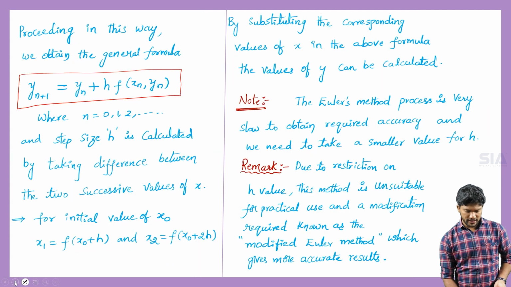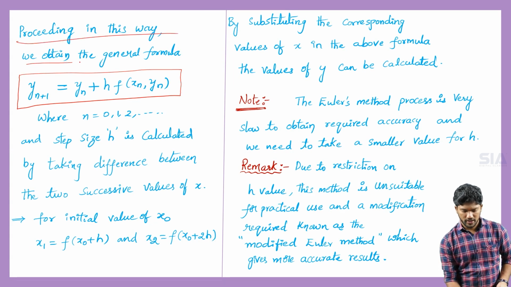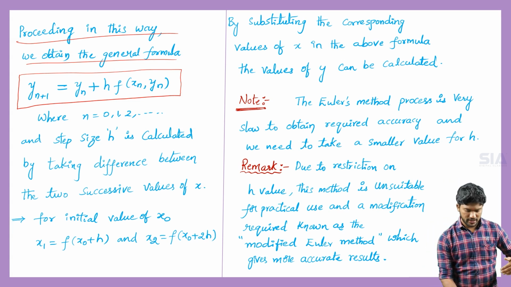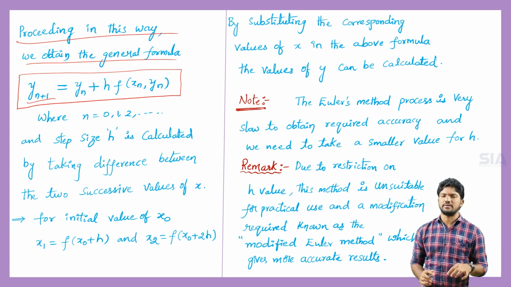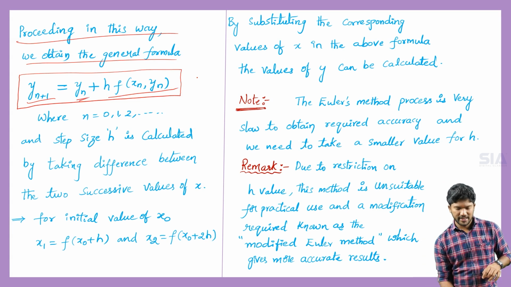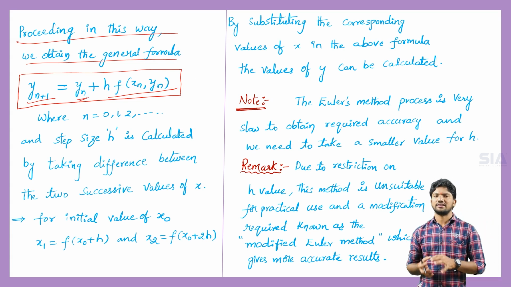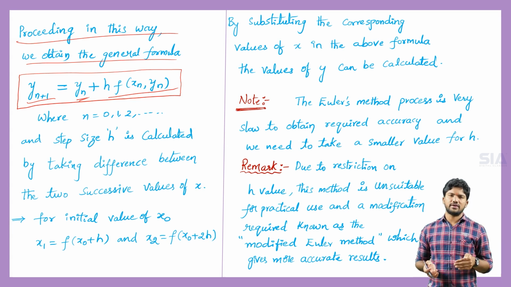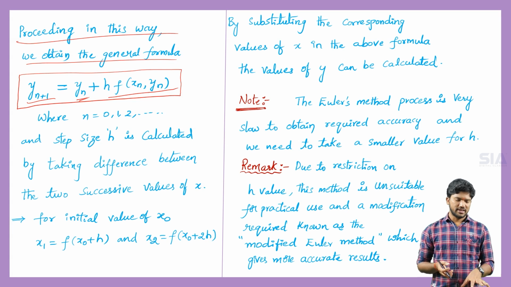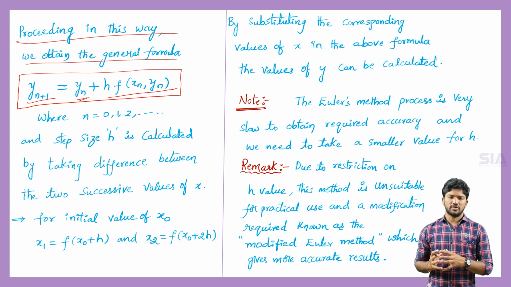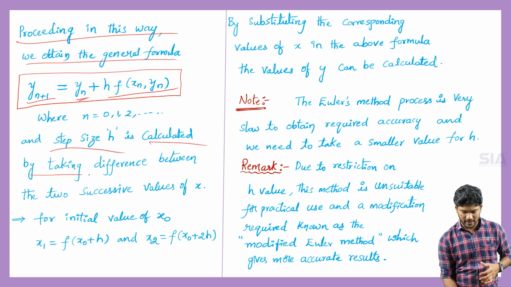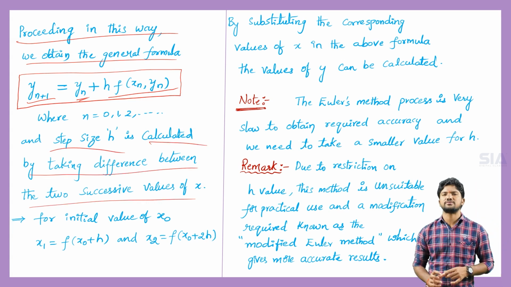If you proceed in this way, we obtain the general formula. What is that general formula? The n plus 1th approximation, y suffix n plus 1, is equal to y suffix n plus h into f of x suffix n comma y suffix n. So if you proceed in this format, you get the n plus 1th approximation for Euler's formula, where n is equal to 0, 1, 2, 3 and so on. Here the step size small h is calculated by taking the difference between two successive values of small x.